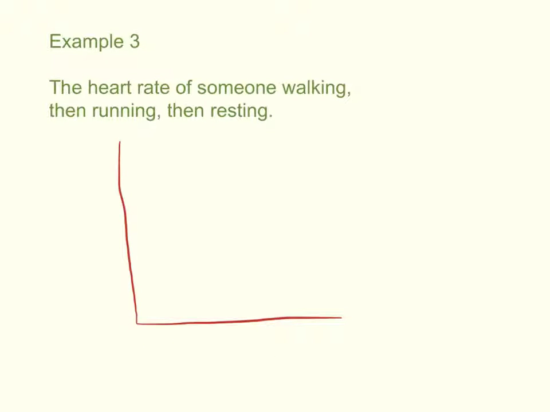Now I want us to make a graph for this example. So we have example 3. The heart rate of someone walking, then running, and then resting. I'm going to need to label each one of my axes with some sort of title. So we always know time should be on the bottom. And then on the side, since we're talking about a person's heart rate, we're going to put heart rate on the side.